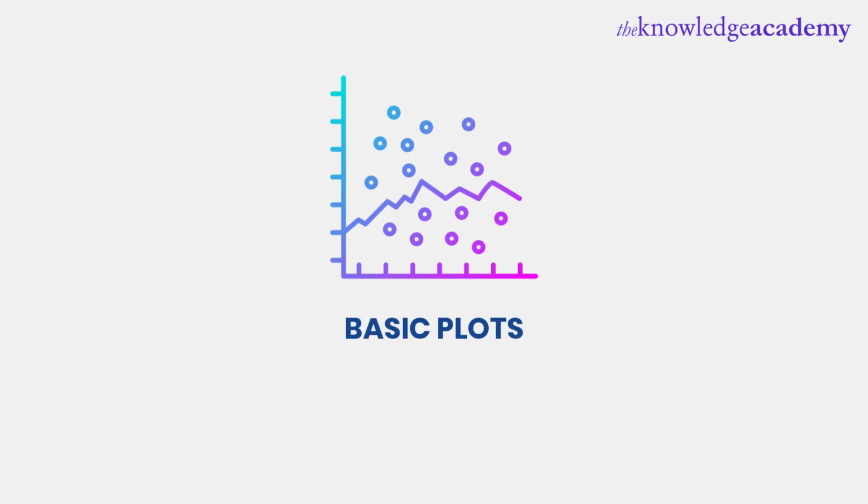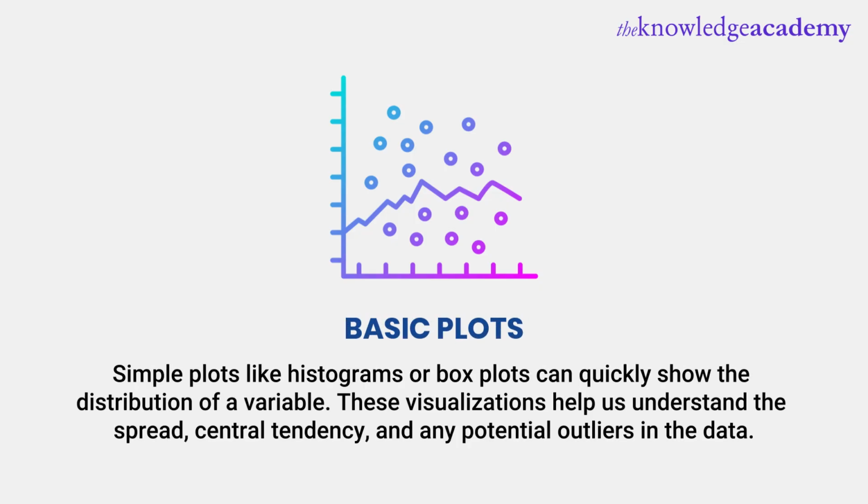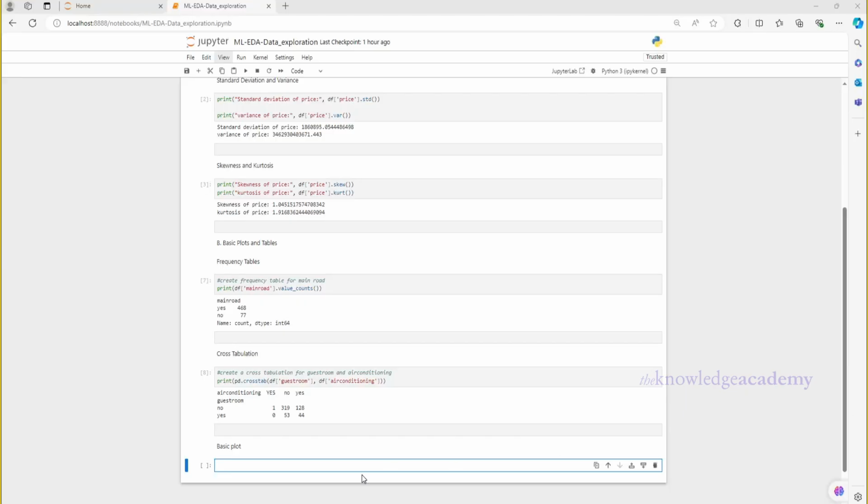Finally, basic plots. Simple plots like histograms or box plots can quickly show the distribution of a variable. These visualizations help us understand the spread, central tendency, and any potential outliers in the data. Let's see with an example how we can create a basic plot. For this we will use the Matplotlib pyplot library. We will be making a histogram for the price column of the house price table.